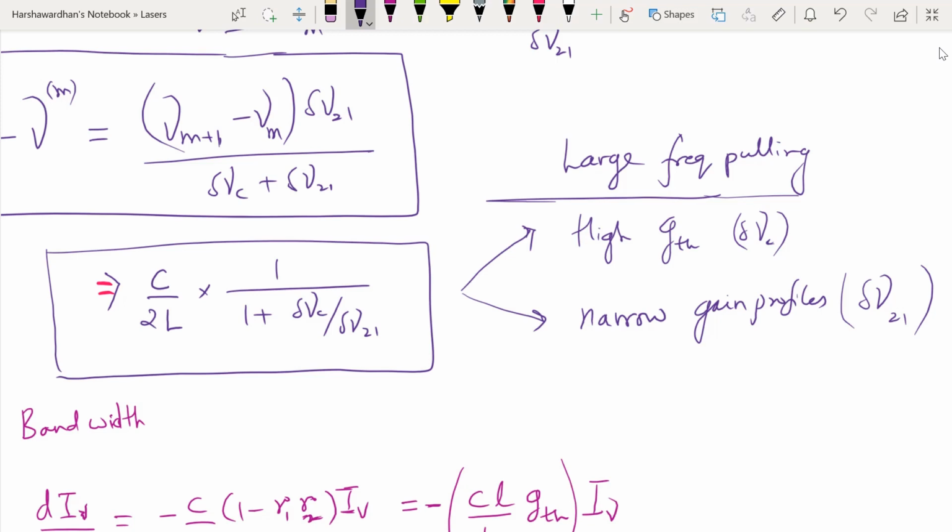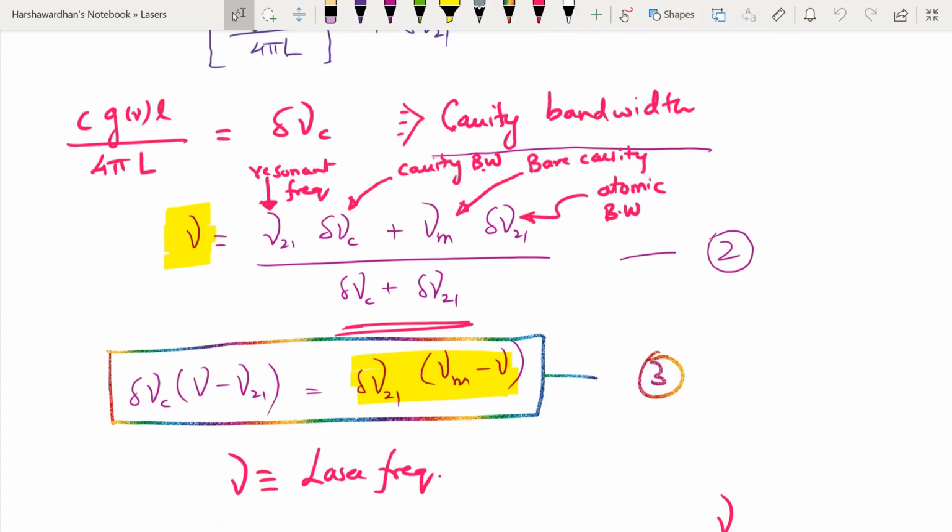Now these discussions are for homogeneous broadening. A small caveat: we have undertaken this calculation for a homogeneously broadened active medium, delta nu 21, but let us say we have an inhomogeneously broadened line shape. In that case, delta nu 21 will be replaced by the inhomogeneous broadening line width. So this frequency pulling effect indeed happens in all lasers, and the frequency of oscillation is always going to be pulled away from the bare cavity frequencies towards the central frequency of the active medium.